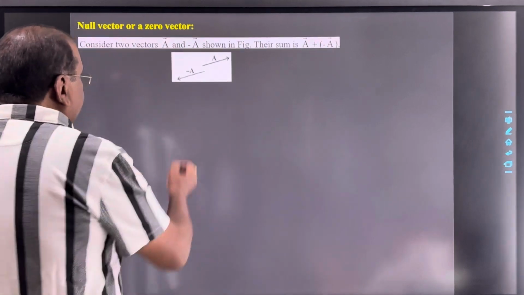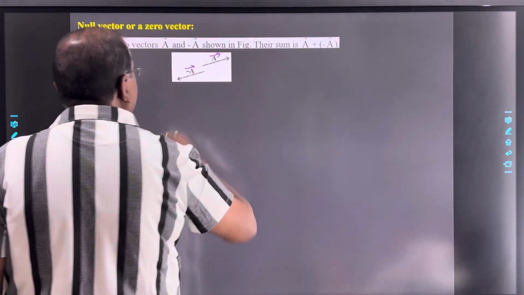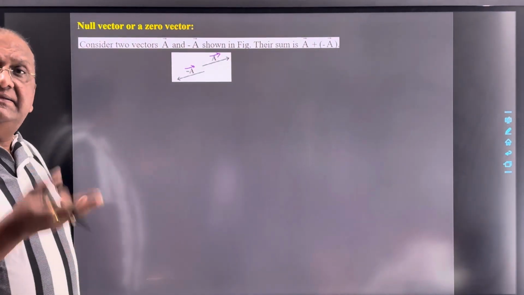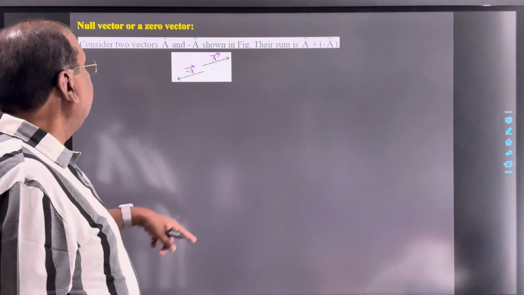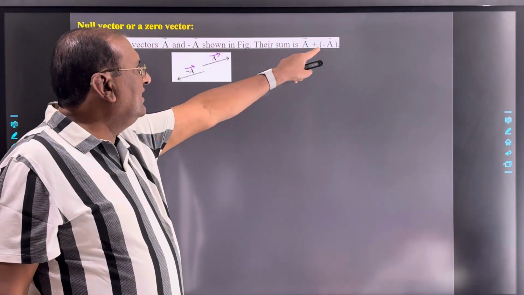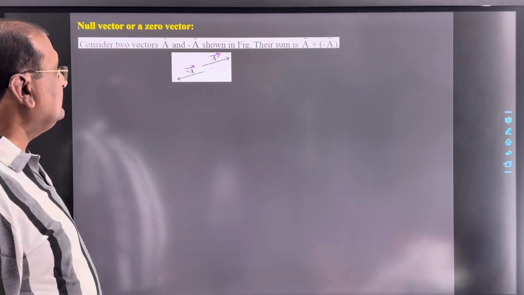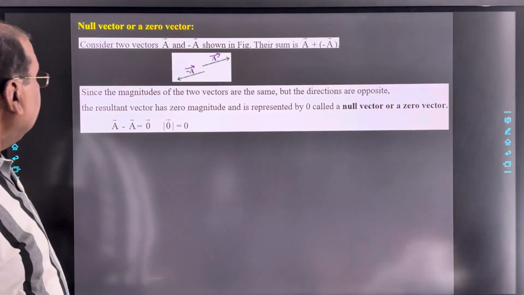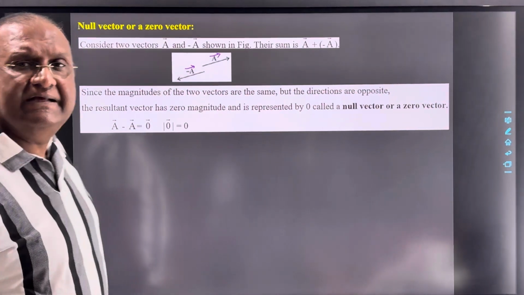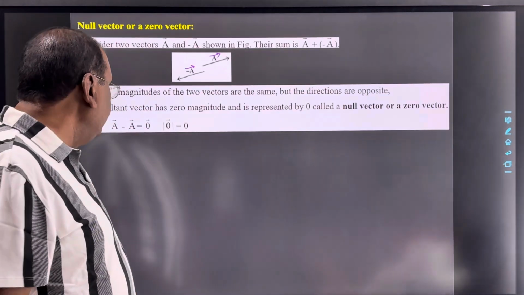Then we can prepare vector minus A, as shown in the figure. And then if we take the summation of these two vectors, meaning vector A plus vector minus A, the resultant of this is known as the null vector. Its magnitude is 0.